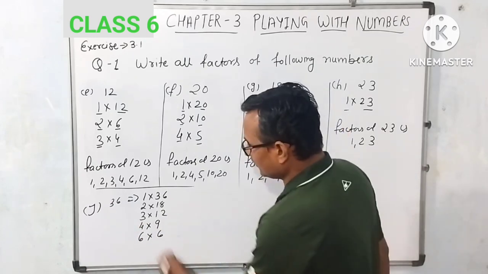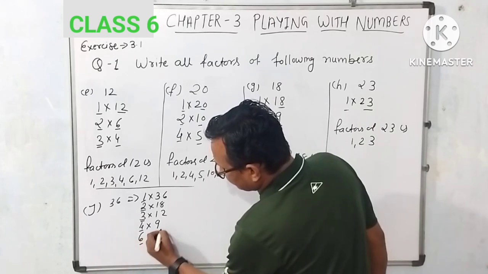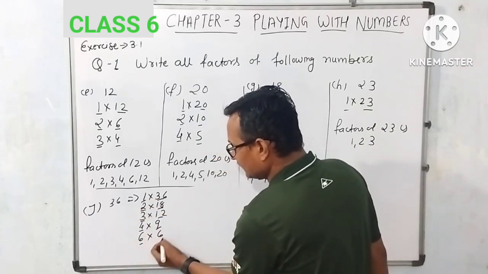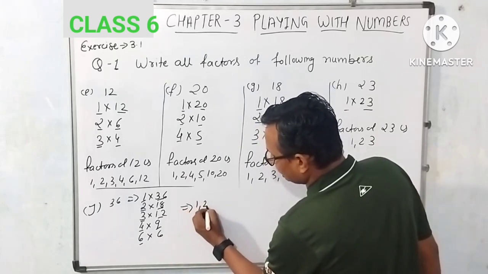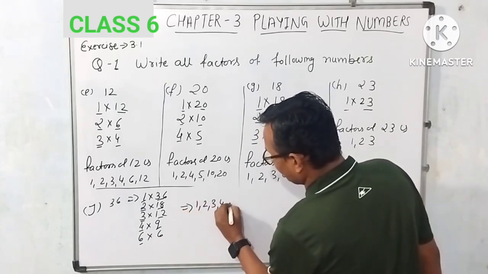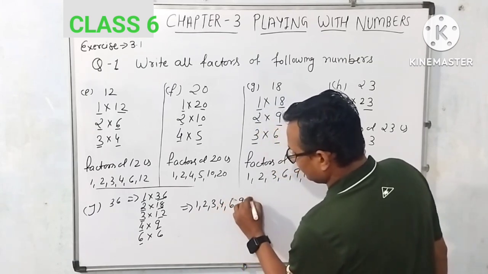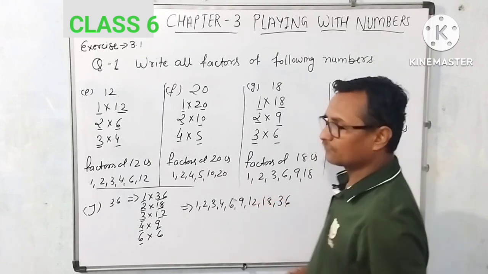So the factors of 36 are 1, 2, 3, 4, 6, 9, 12, 18 and 36. We don't have to write 6 two times. So the factors of 36 are 1, 2, 3, 4, 6, 9, 12, 18 and 36. That's all from question 1.